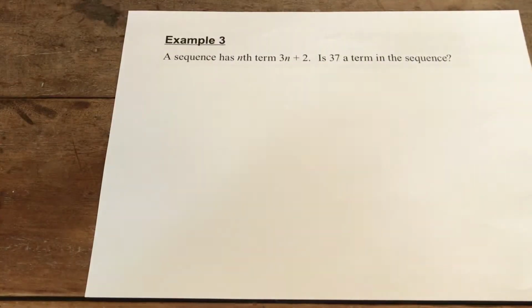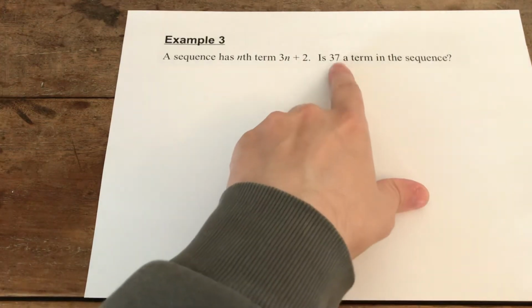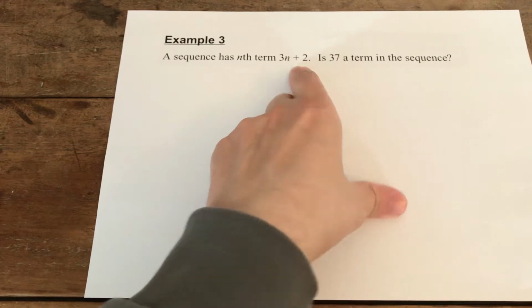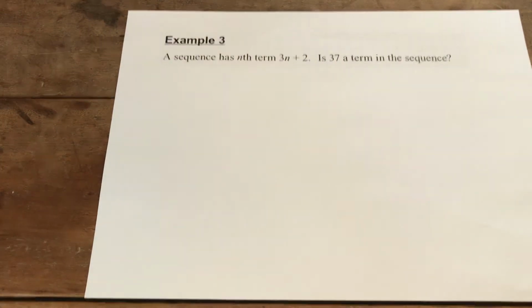So in this knowledge organiser, we're going to build on what we did last lesson, and we're going to look at identifying whether a number is a term in a sequence. Last lesson, we looked at finding what term a number was in a sequence. The difference is we don't know if 37 is in this sequence. We want to find out if it is.